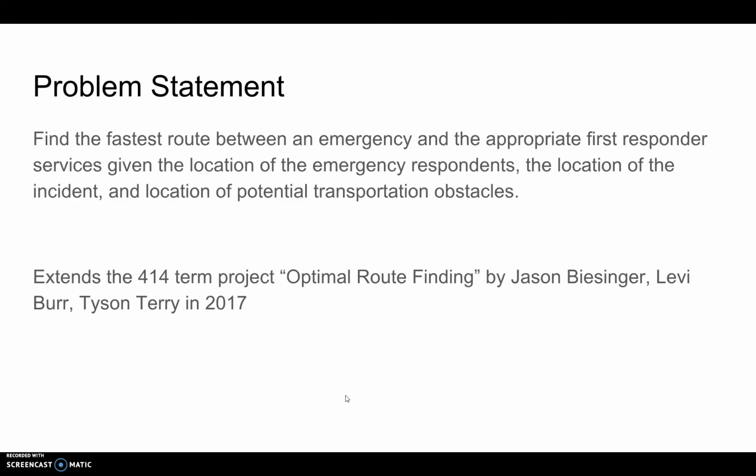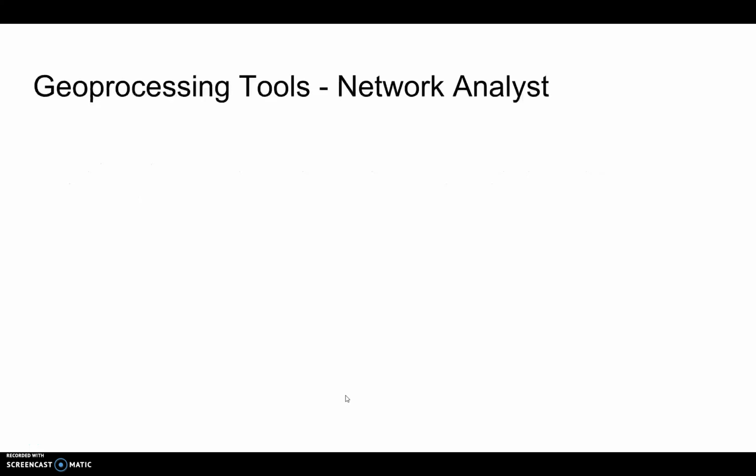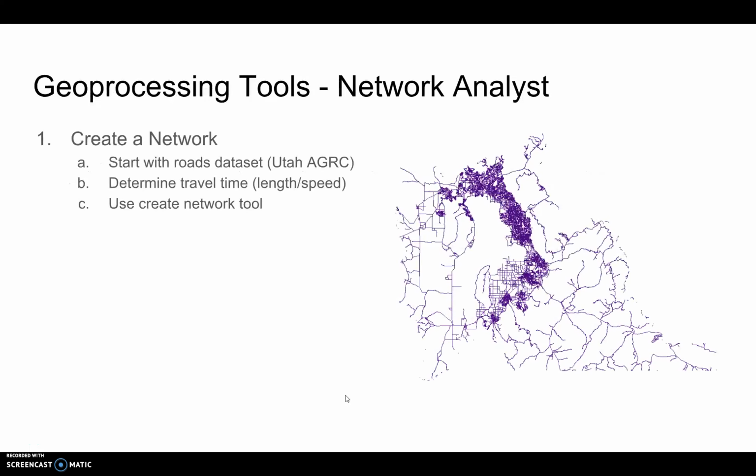And this builds on the 414 term project called Optimal Route Finding from 2017. The guts of this tool is the network analyst package in ArcGIS.